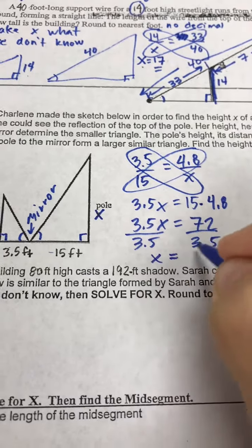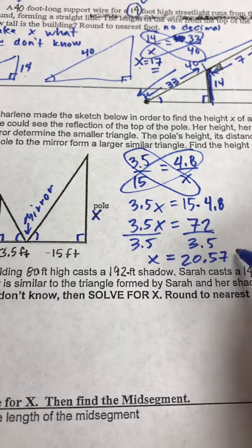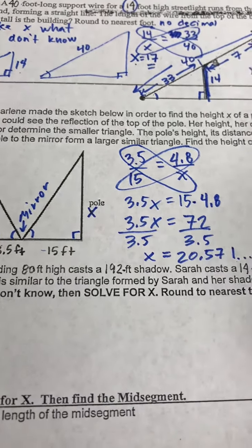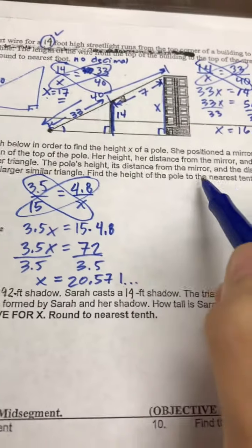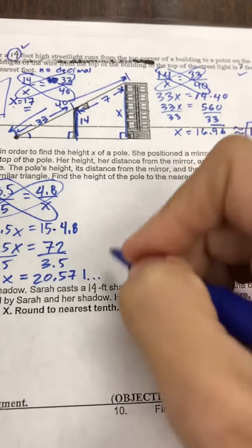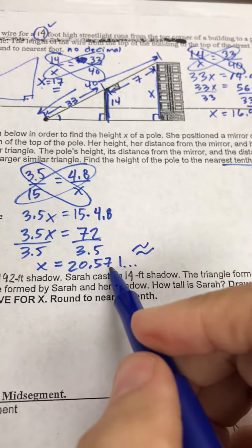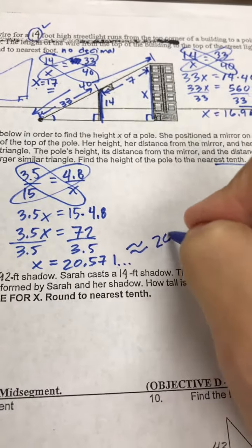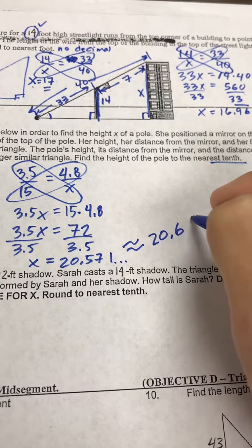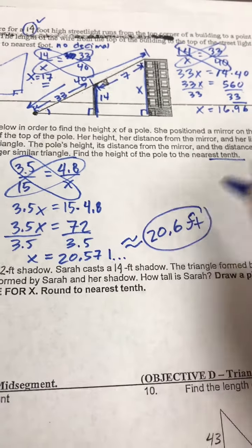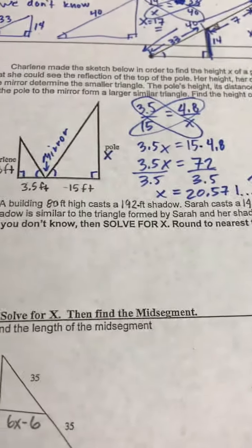So I get x is equal to 20.571, and it keeps going. And it says, please find the height of the pole to the nearest tenth. So I'm going to round that, and I see the tenths place is the 5, but because there's a 7 there, I've got to round up: 20.6 feet. Pretty cool. All right, next one.